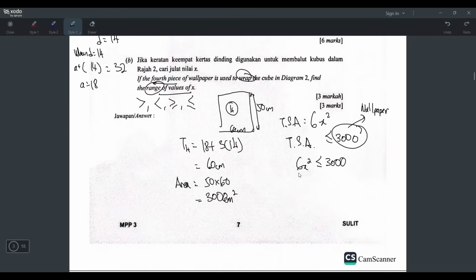Okay, so now I will actually do it like this. You can pull out a 6. You're trying to find x, so 3,000 divided by 6 is 500. A lot of students will do it like this. They will say take the square root, right?